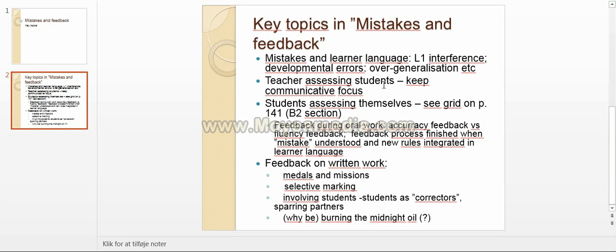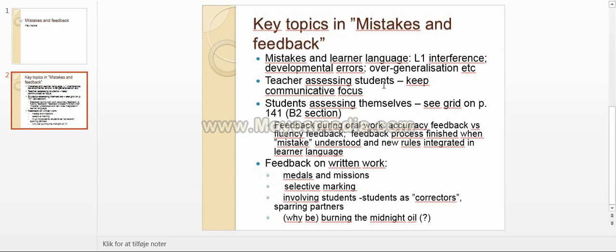You'd also like students to assess themselves. If you look at the B2 section on page 141, there's a nice grid where they can work on how to evaluate themselves. And you might, of course, go through the grid with them first so they understand what the grid is all about and what the individual cells mean.